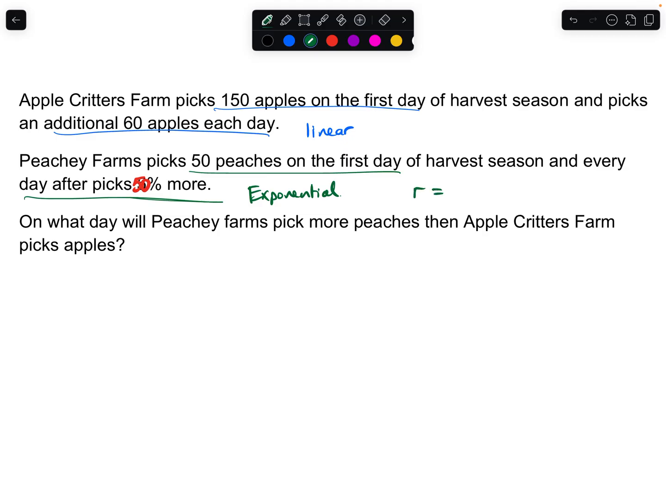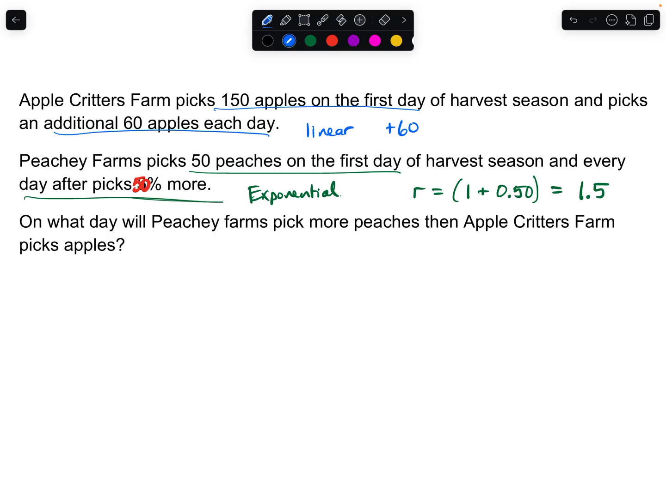Here it's growing, so we want to think of our common ratio as 1, which represents 100%, plus 50% more. But 50% as a decimal is 0.5. You could write it as 0.50 if you want. So our common ratio, the thing we're multiplying by, is going to be 1.5. Oh, and I forgot to say, this is plus 60 each time.